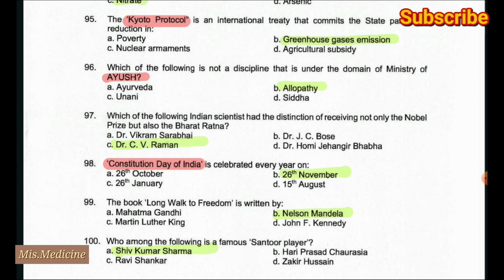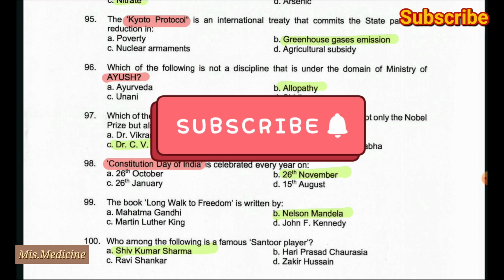Okay, the next question: which of the following Indian scientists had the distinction of receiving not only the Nobel Prize but also the Bharat Ratna? Dr. C.V. Raman. Next question: Constitution Day of India is celebrated every year on 26th November. The book Long Walk to Freedom is written by Nelson Mandela. Next and the last one: who among the following is a famous santoor player? Shiv Kumar Sharma.